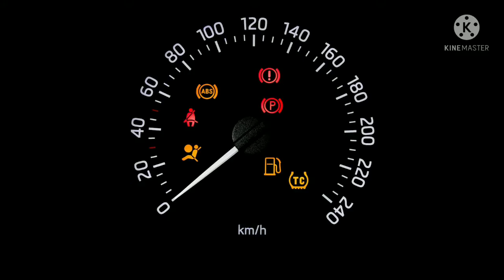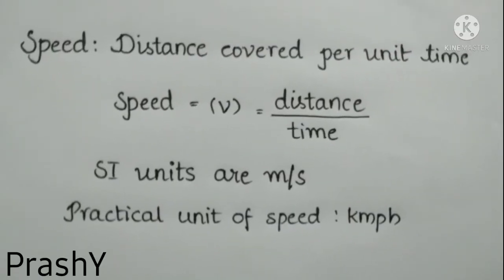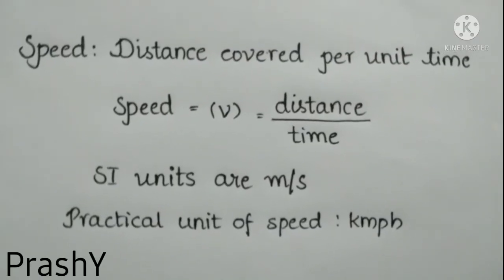Have you seen an instrument on the vehicle which measures the speed? Yes, it is a speedometer, which measures the instantaneous speed. Instantaneous speed is the speed at a particular instant. This instrument measures the speed in kilometers per hour. So, kmph is the practical unit of speed.